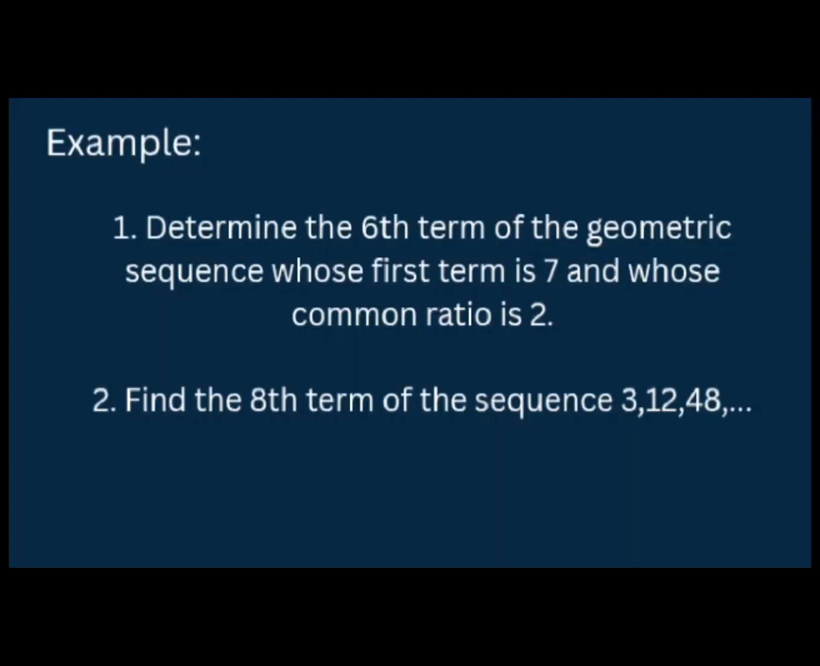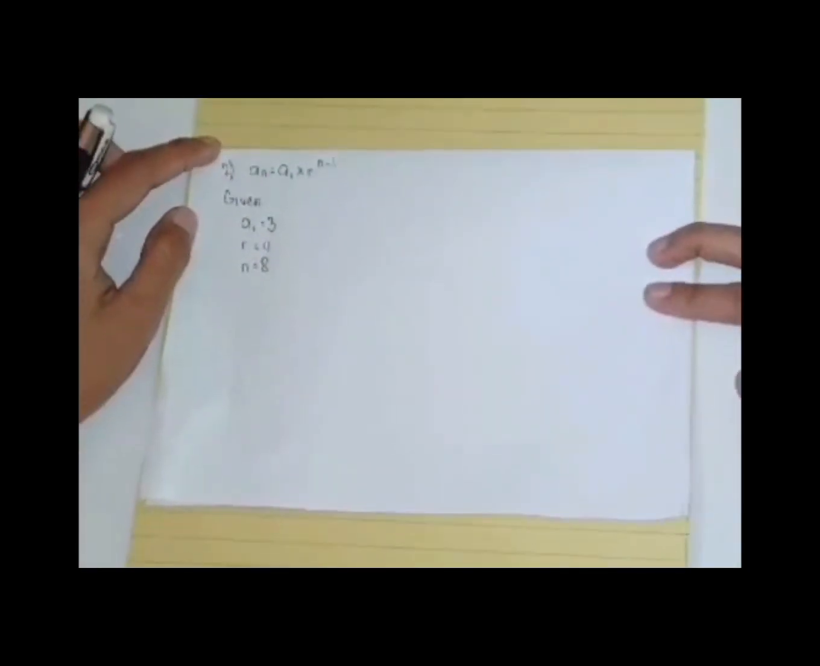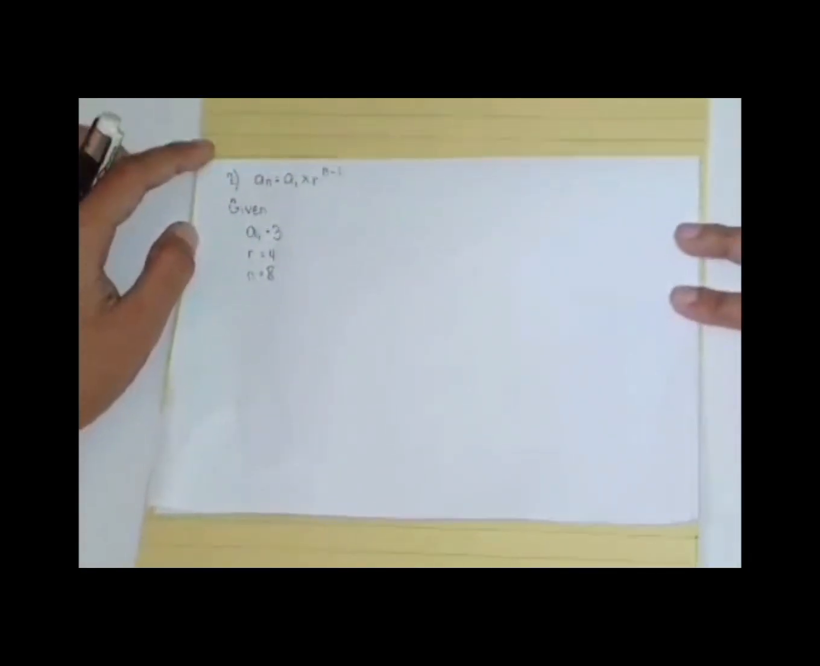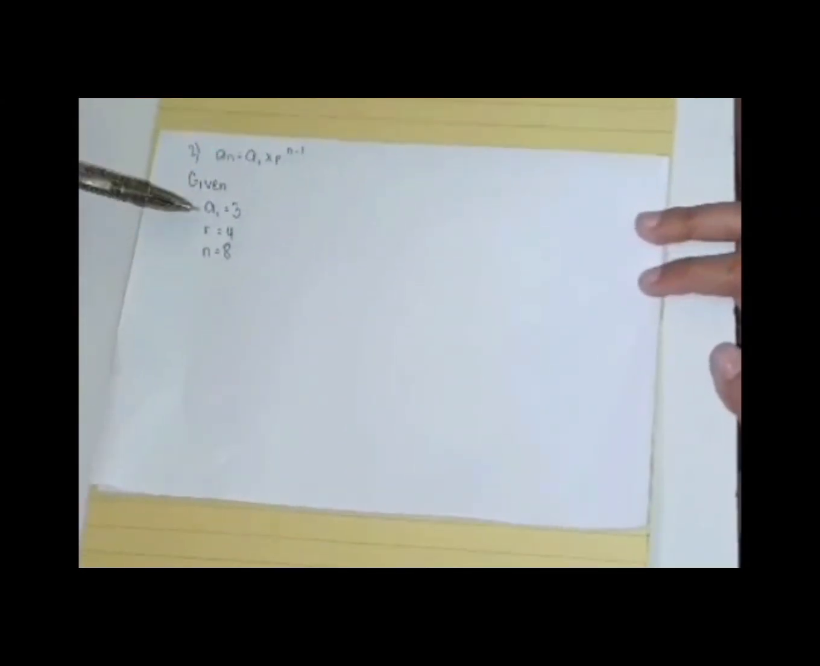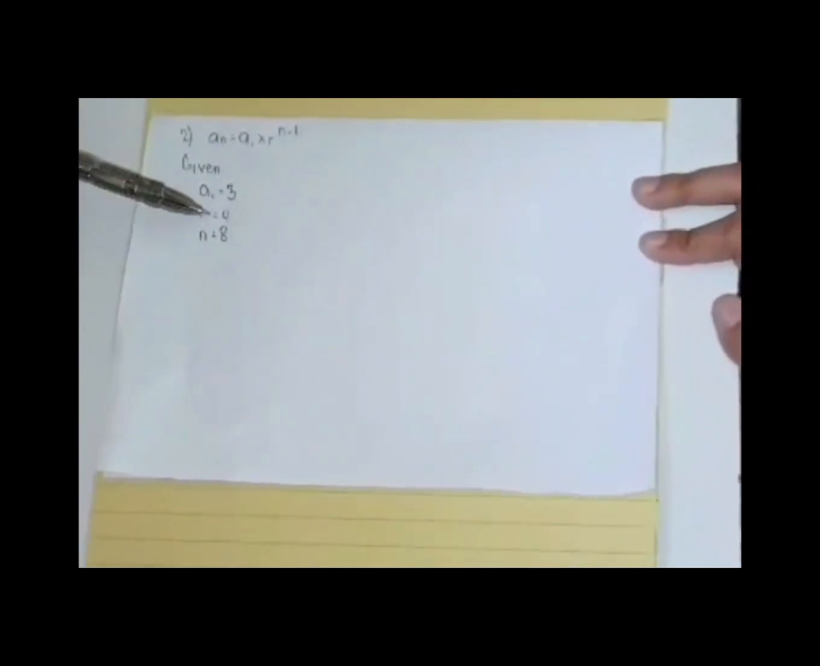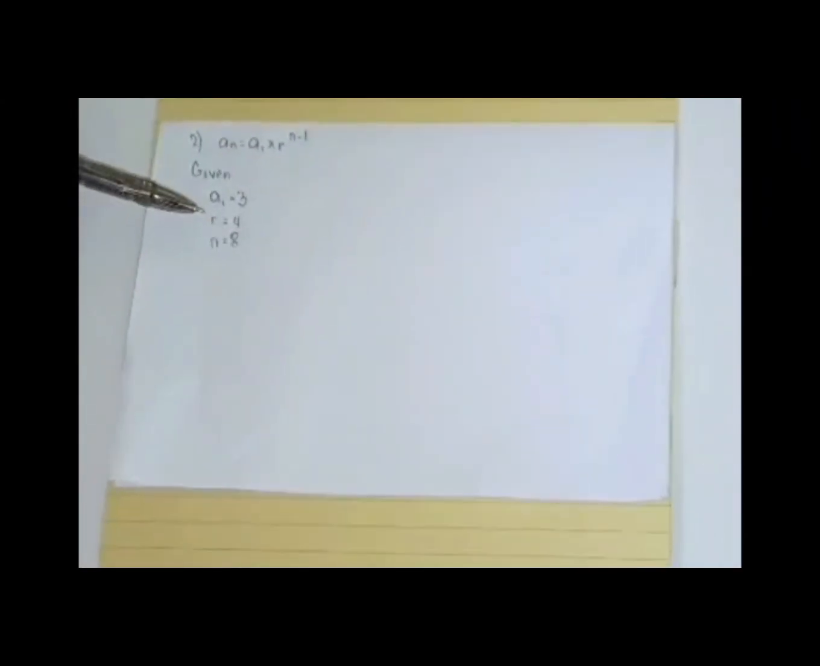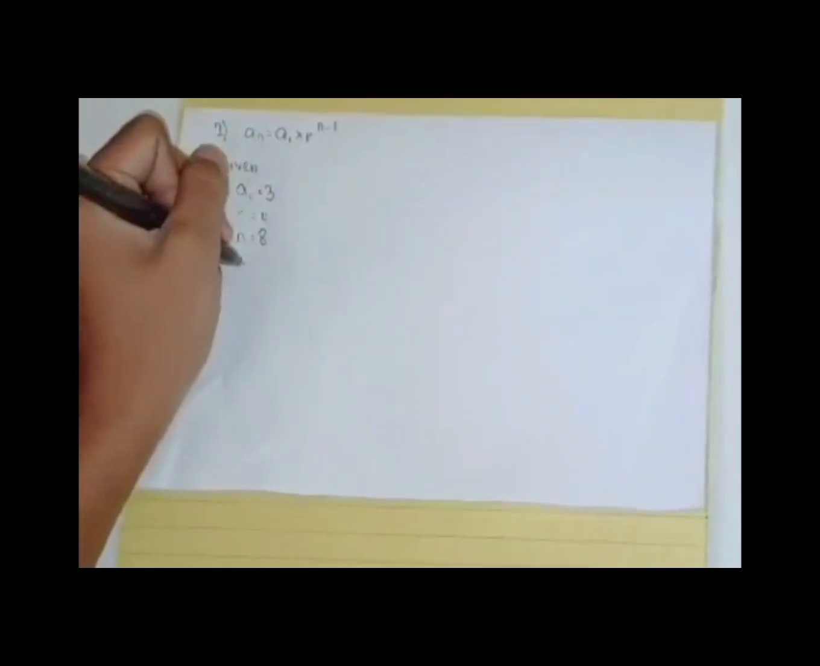Let's move on to the second example, which is find the nth term of the sequence 3, 12, 48, and so on. For number 2, we're going to use the formula again. A sub n is equal to the first term times r raised to the power of n minus 1. Our givens: the first term is equal to 3, r is equal to 4, and n is equal to 8.